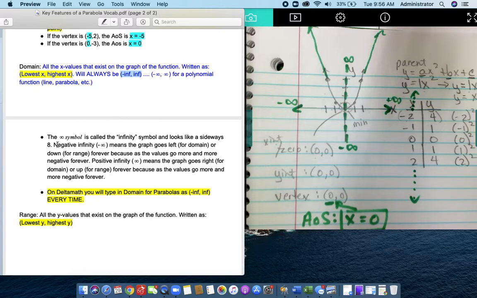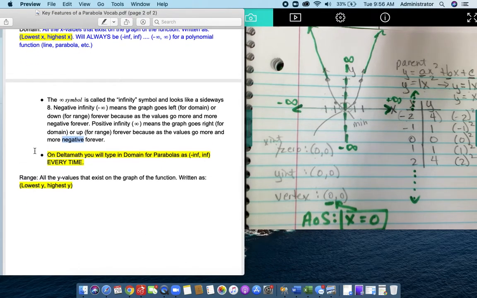So negative infinity, again, I explained that here. Negative infinity means the graph goes left for domain or down for range forever as the values go more and more negative forever. Positive infinity means the graph is going more and more, oh, that should have been positive. Let me fix that. So do not put negative. If you are listening, when I check your notes, I'm going to be looking for that to say positive forever. If all you do is copy it, it's going to be wrong. So, that means you're not listening. So make sure you change that to positive if you already copied it down. Just erase that, okay? Or scratch it out.